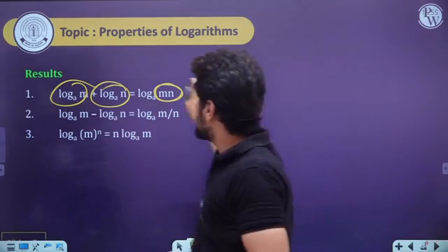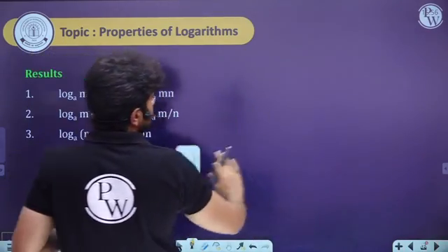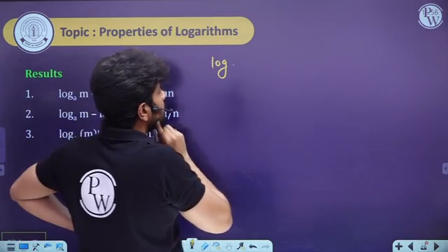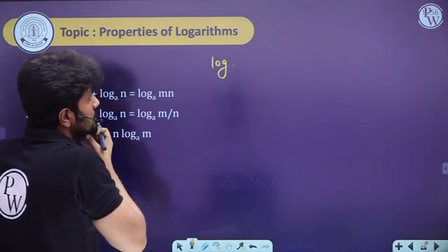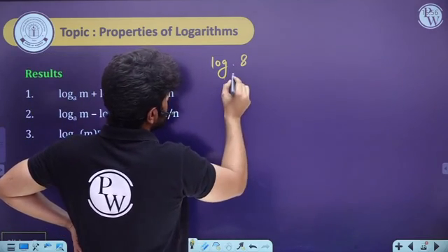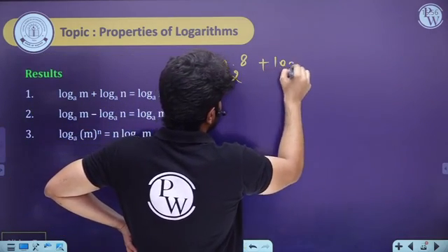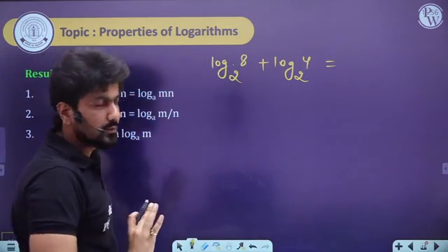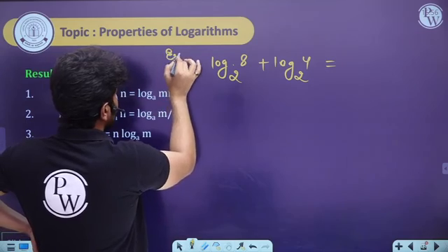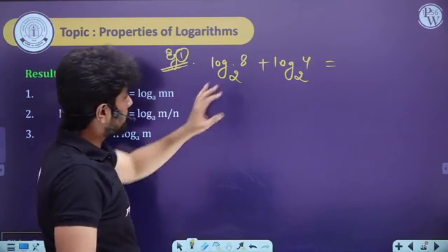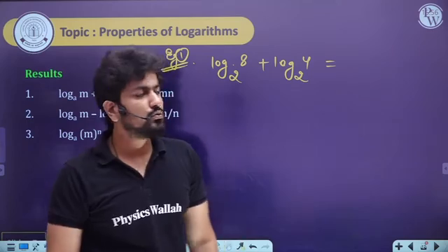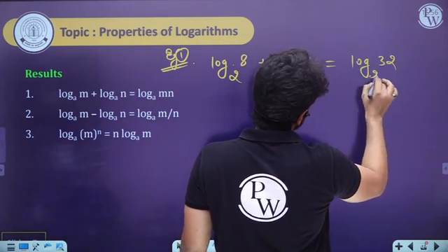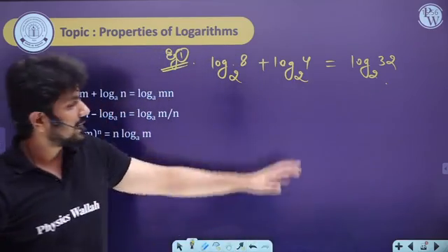Let me give you an example. Suppose I write log of 8 to the base 2 plus log of 4 to the base 2. See, here the base has to be the same. This is the first example on the first rule: log of 8 to the base 2 plus log of 4 to the base 2 can be written as log of 32 to the base 2. Left hand side and right hand side are the same.